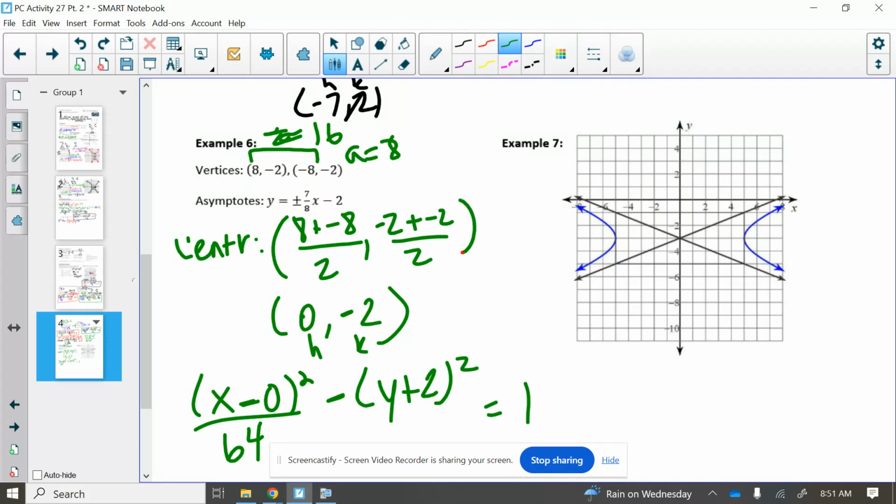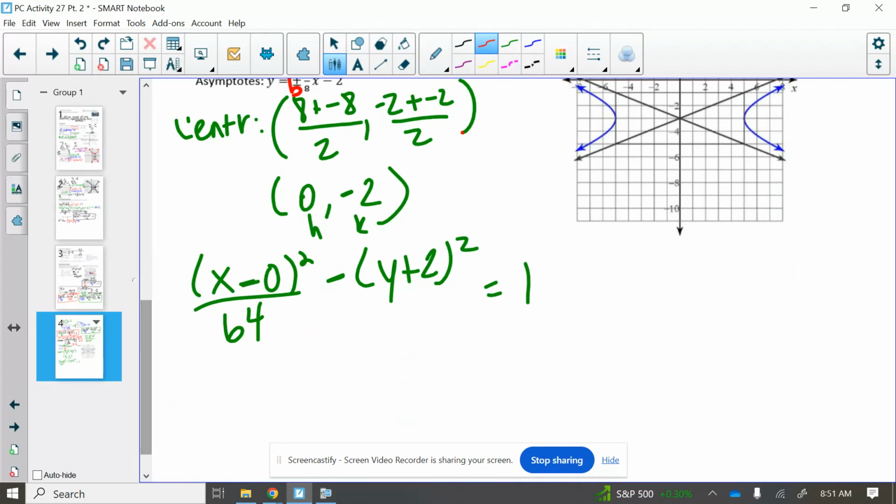The B is a little bit trickier because this time we have the asymptotes, and in this case, if we're moving these x values, it's horizontally opening, and we would have A over B, 7 over 8, as the asymptotes here. So 7 squared ends up being my A squared value, so 49.